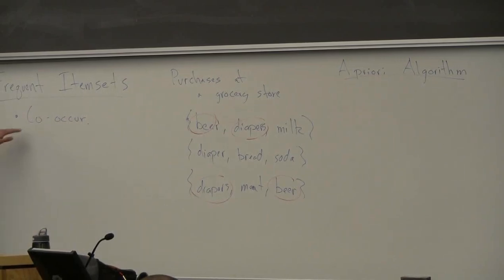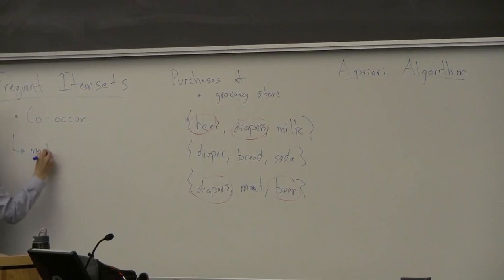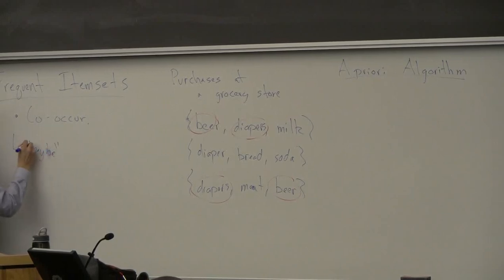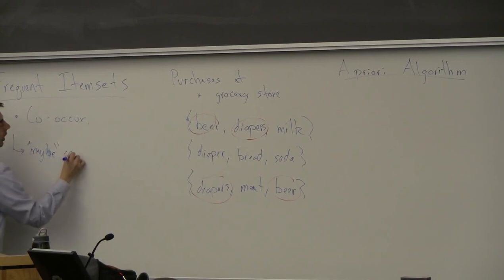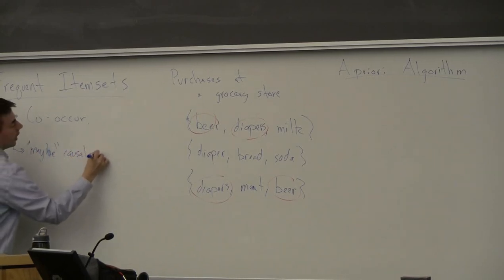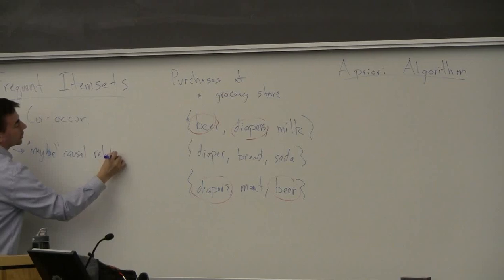So you want to find things that can co-occur together. From this, maybe you can say that there's some causal relationship.